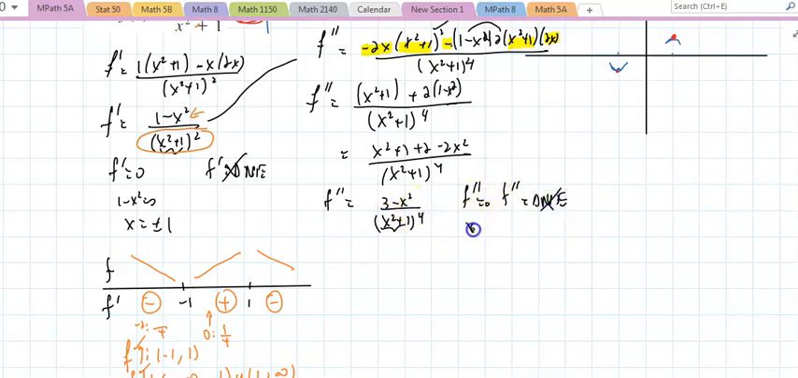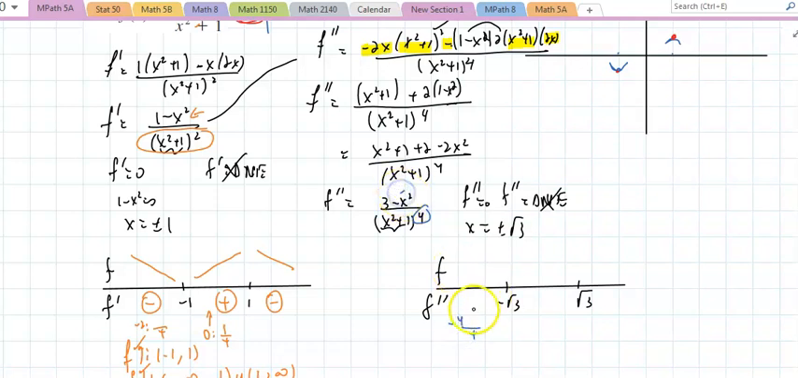The top will equal 0 when x equals plus or minus radical 3. And the same test one more time as we just did. F double prime, I have a radical 3, I have a negative radical 3. I pick a point to the left of negative radical 3. The denominator is always positive. If I pick negative 4, 3 minus 16 is negative, so negative over a positive is a negative. If I pick 0 and I put that in there, that's a positive over a positive.